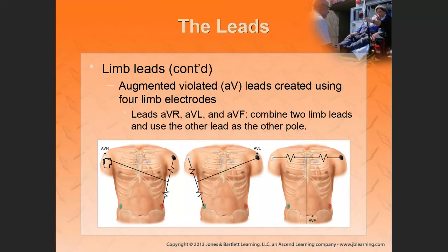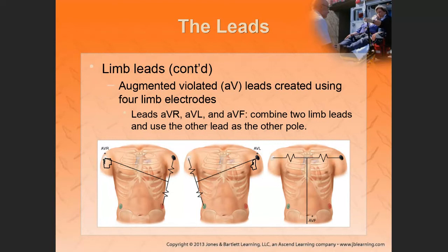Now for AVL, the current from the right shoulder or right arm combines with the current from the right abdomen or right leg, and then it is redirected to the left side. So we now have a camera looking at the left side. So there's a camera looking at that portion of the heart. Right?